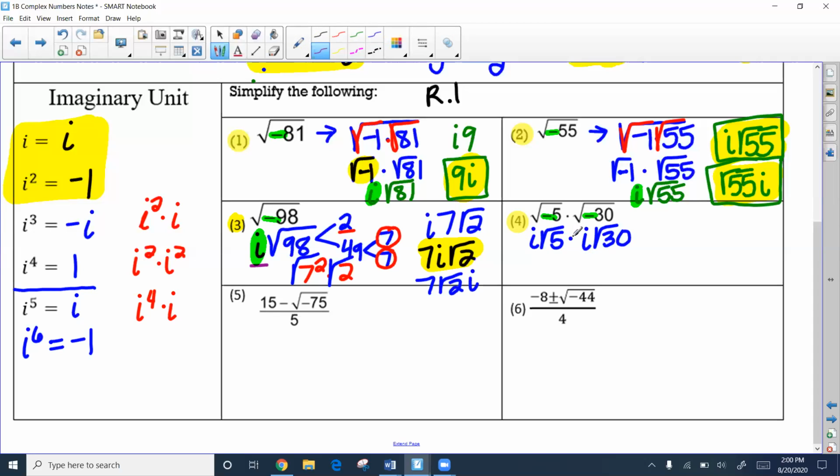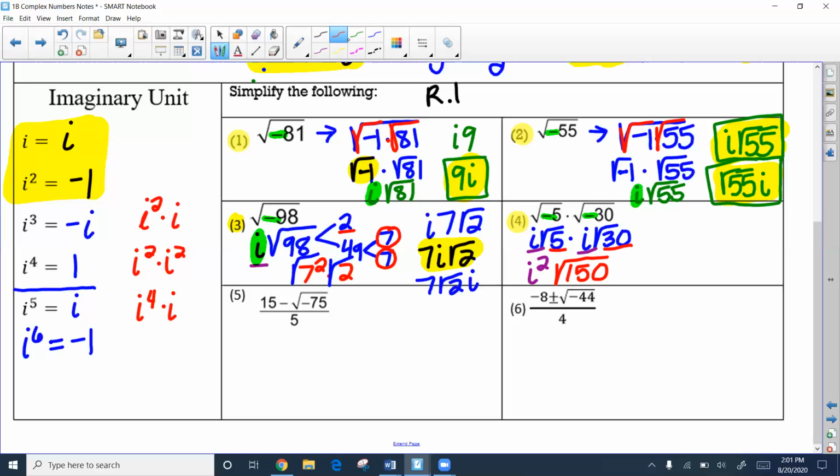All right, now I'm multiplying these. So to multiply, I can multiply what's on the outside together. So on the outside, i times i is i squared. And on the inside, 5 times 30 is 150. So it'd still be under the square root, under the radical. So i squared square root of 150. Okay. We are partway done, but now I need to simplify both of these things.